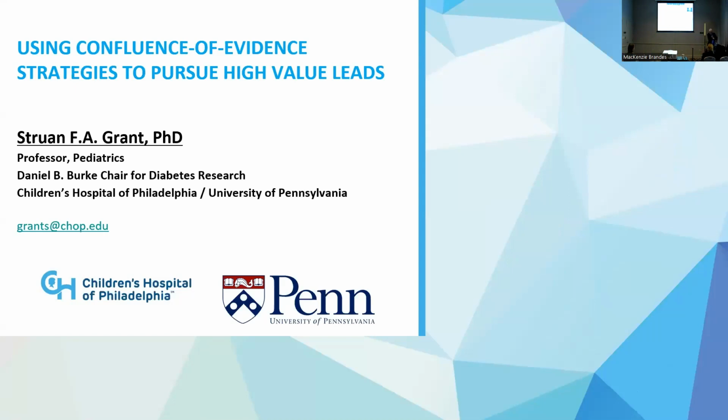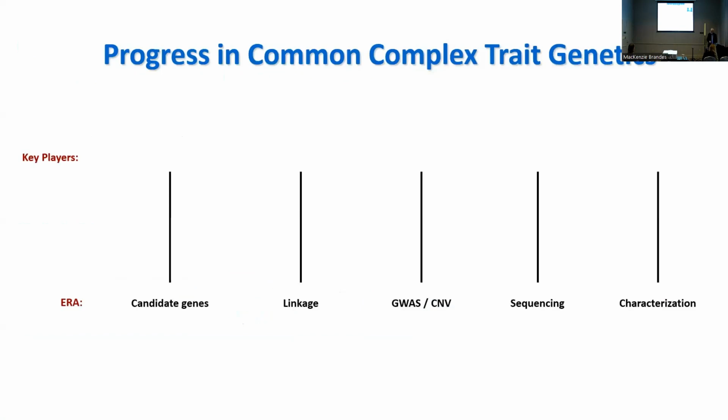What I'm going to talk about is how we're basically using confluence of evidence strategies to find high-value leads. And the fact that the portal contains so many different types of data is really going to help in that approach of finding high-value leads. Principally, what I'm interested in is GWAS signals. And so this is sort of how I see the way things are heading.